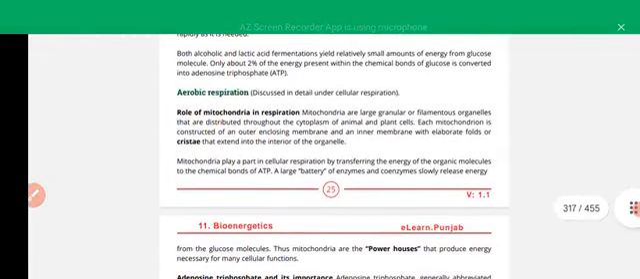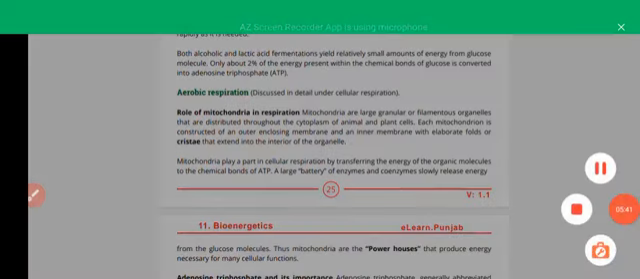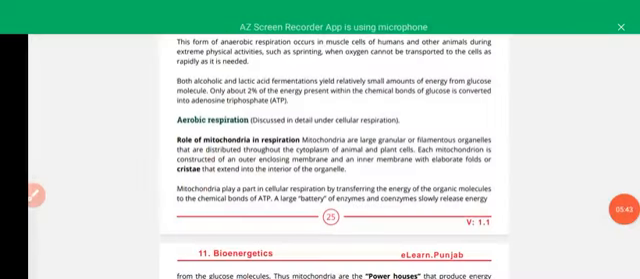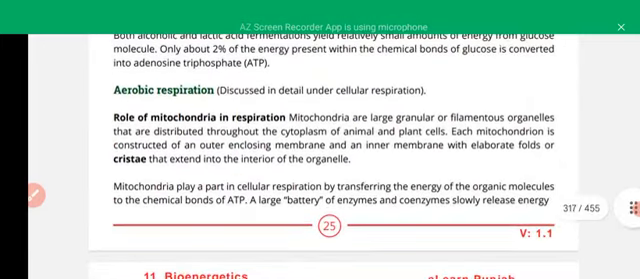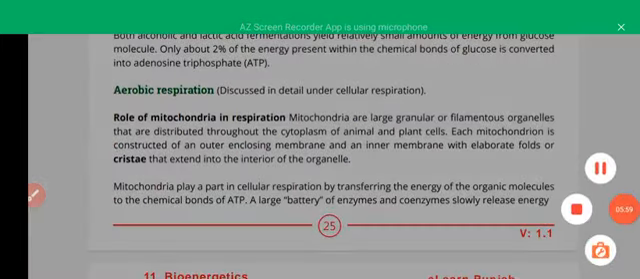Then we came across aerobic respiration. We will discuss aerobic respiration now. First of all, glycolysis occurs in the cytosol, then all other processes of aerobic respiration occur in the mitochondria, and the mitochondria is basically involved in the production of ATP from the glycolysis products. So the mitochondria is also called the powerhouse of the cell.